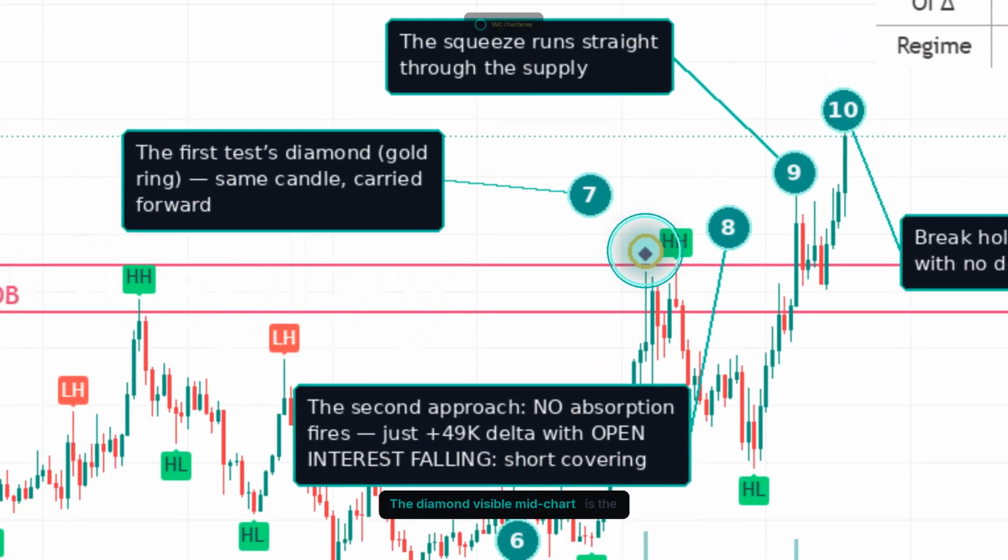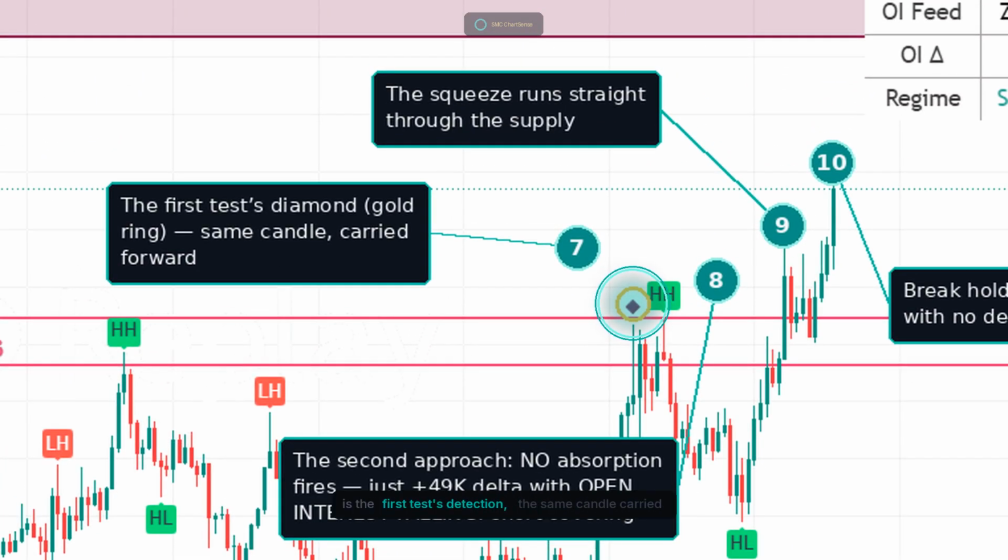The diamond visible mid-chart is the first test detection. The same candle carried forward as the chart advanced. As price returns for its second approach, note what does not happen. No new absorption event fires. The second assault arrives with no detected passive defense meeting it. The absence is itself information. Whatever supply survived the first battle, no defense on that scale is registering now.